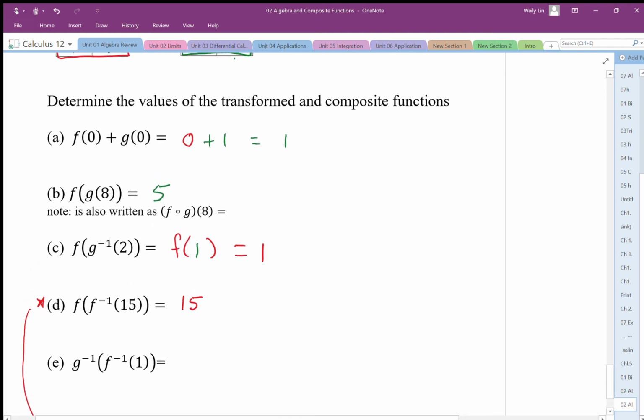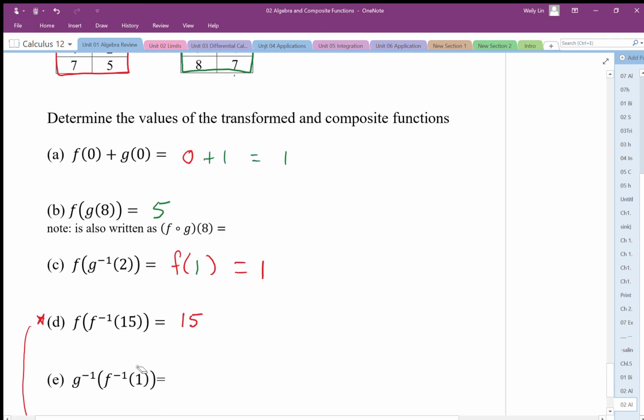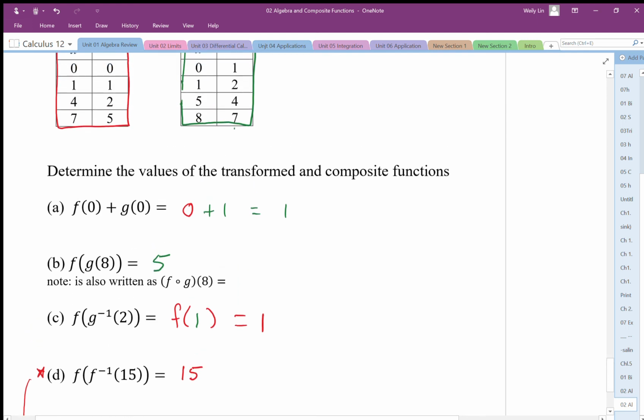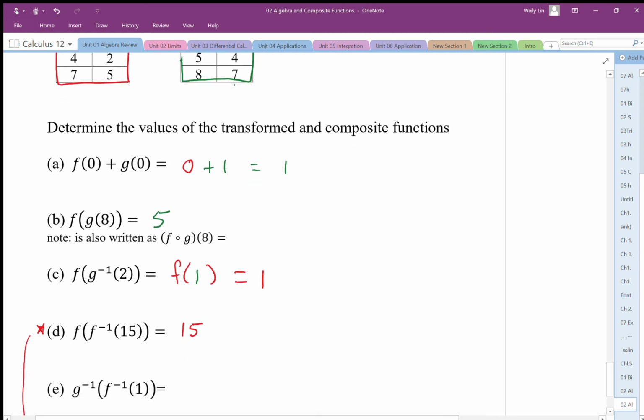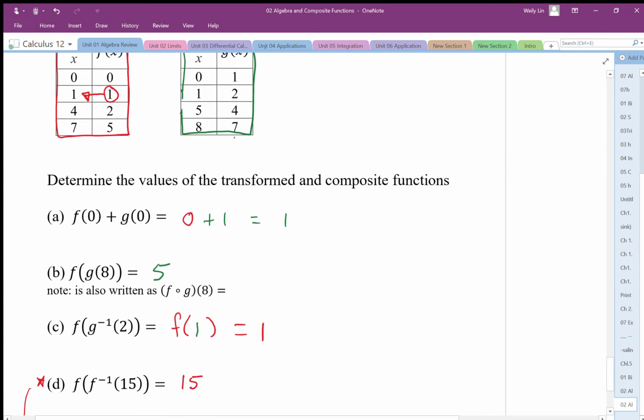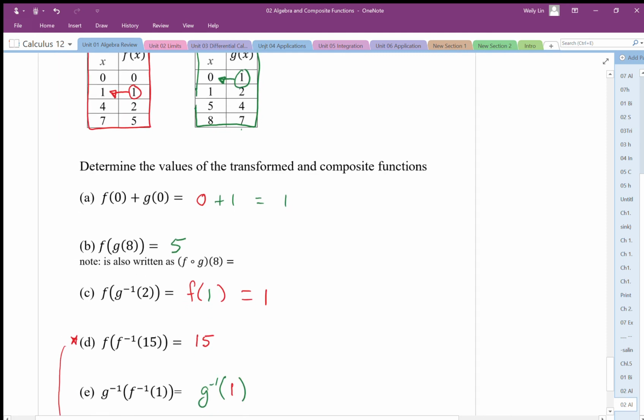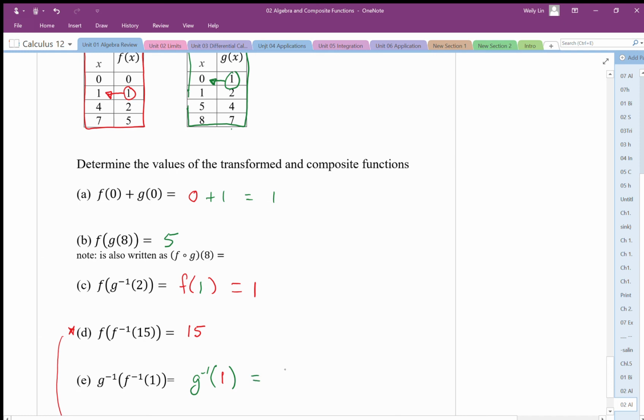And the last one here, if I inverse 1, means the output is 1. I want to know the original input. Well, there's my output of 1. My original input then is 1. So then I'm just going to do this in steps. This becomes the inverse of g, the inverse of 1. What does this inverse notation mean? This means that this is the output, and I want to know the original input. If my output is 1, my original input must be 0. So then this must be equal to 0.